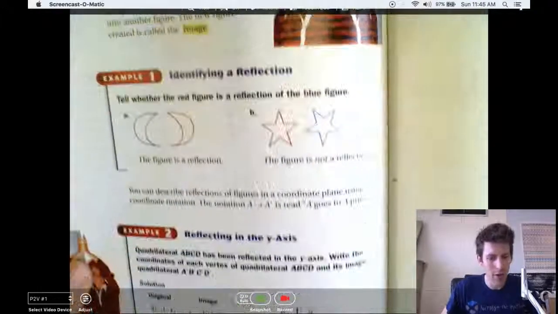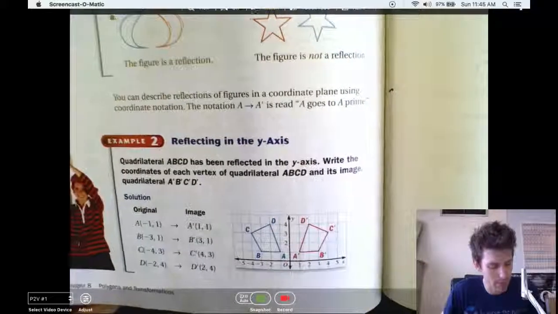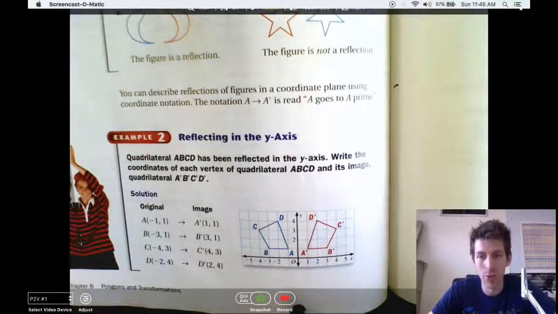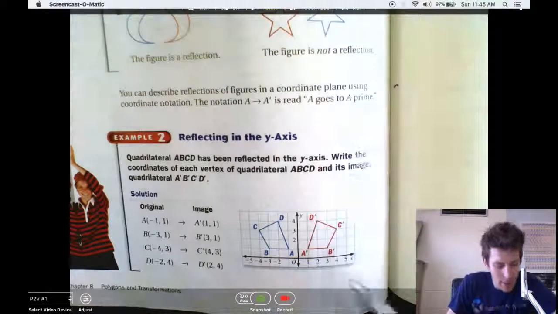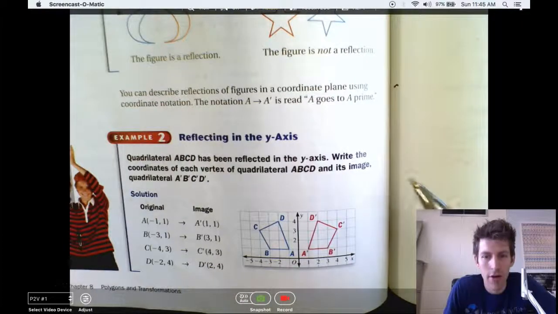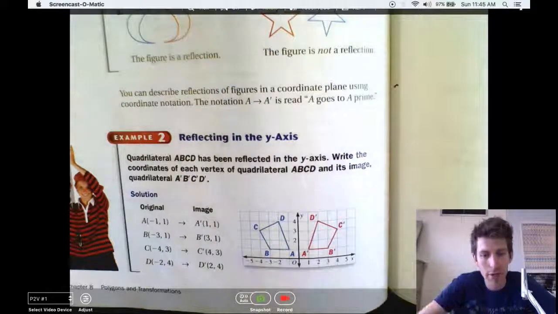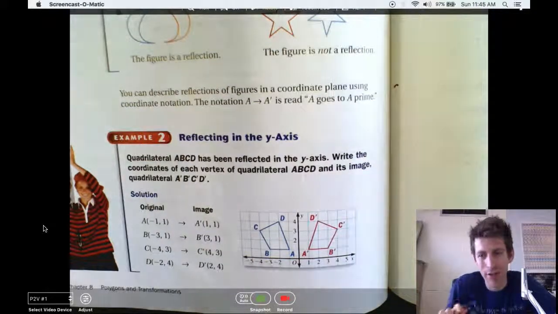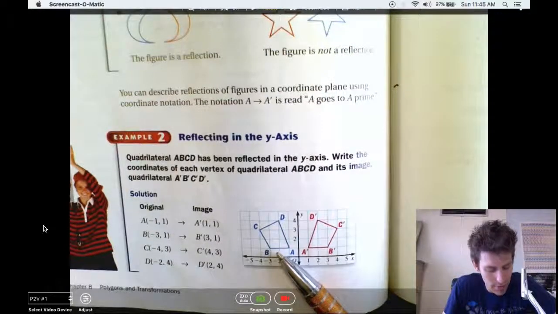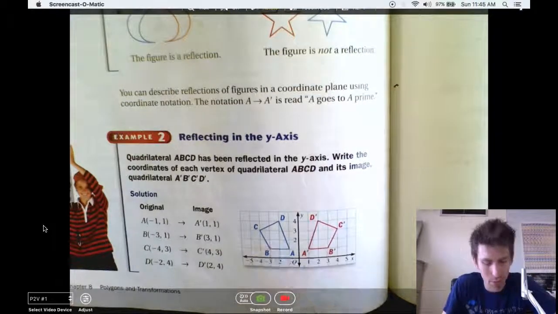Now, where this gets more on a 7th, 8th grade type level is when you are dealing with shapes in a coordinate plane. So of this blue one and this red one, I want you to look at those right now, and I want you to think which one is the image and which one is the real thing. Okay? Is the blue one the real thing and then it reflects to the red, or is the red one the real thing reflecting to the blue?